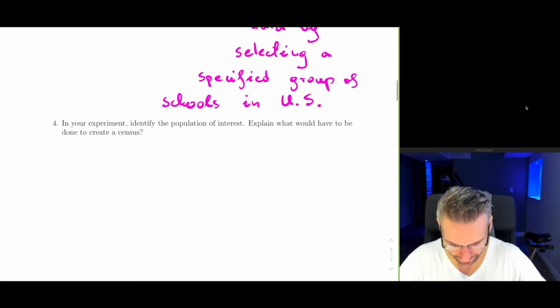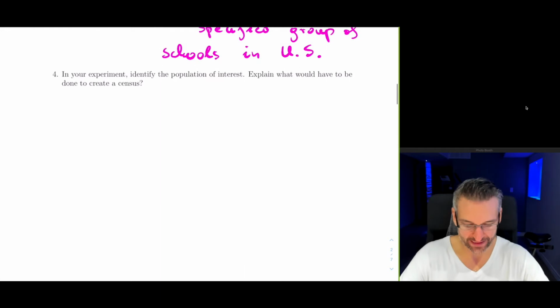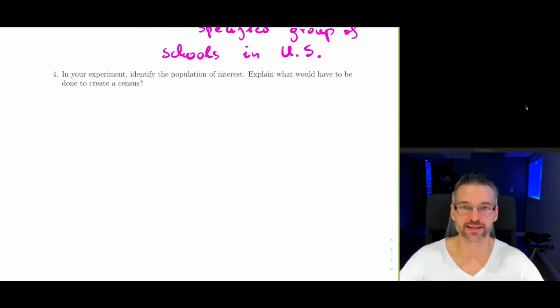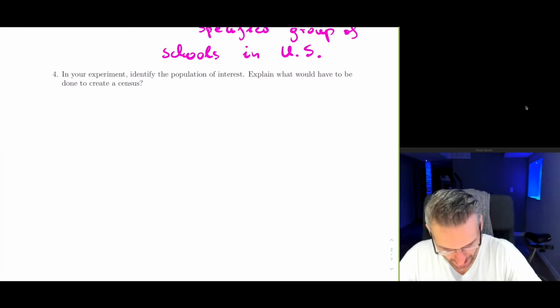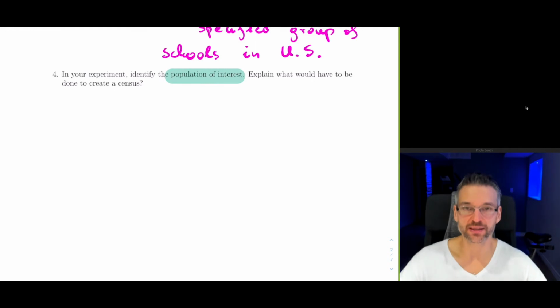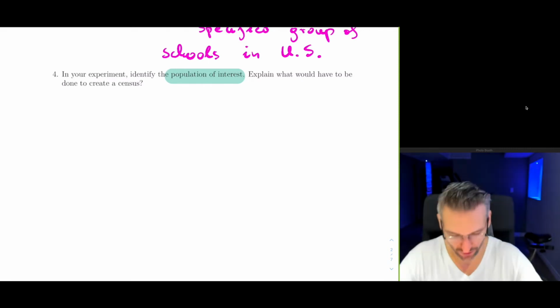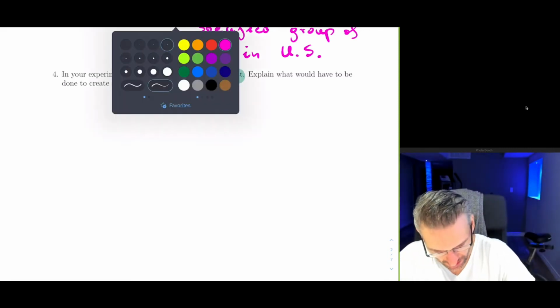Question number 4. In your experiment, identify the population of interest. So this ties into the previous question. You may remember, population of interest. Population means every single, in this case, grade 9 student in the US. So that is my population. So let's write that in.